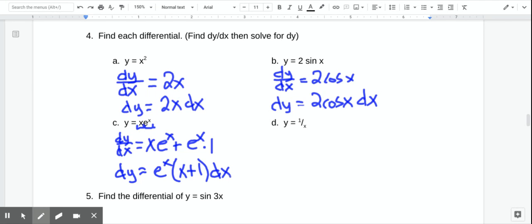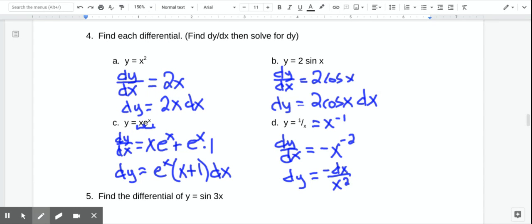Okay, this one, we want 1 over x. That's the same thing as x to the negative 1, if you want to rewrite it that way. So the derivative of y with respect to x is going to be negative x to the negative 2. And then we're going to multiply both sides by dx. And so let's see, I'm going to drop that down into the denominator, and then I'll leave the dx on top. So negative dx over x squared.